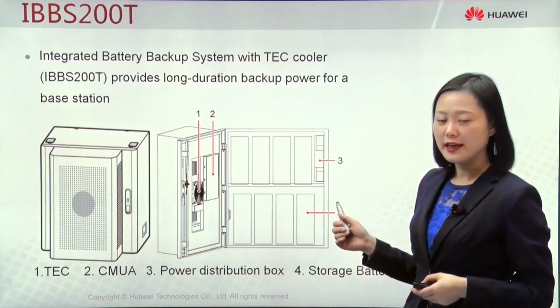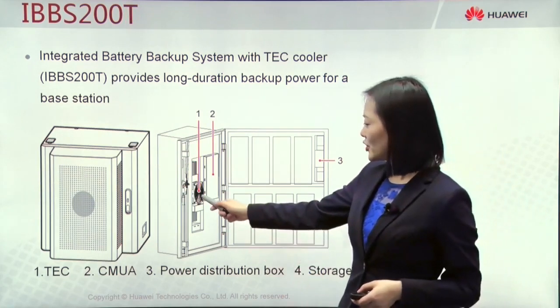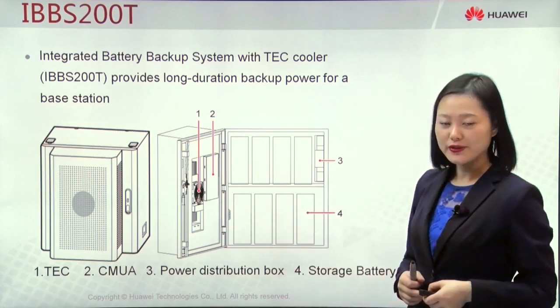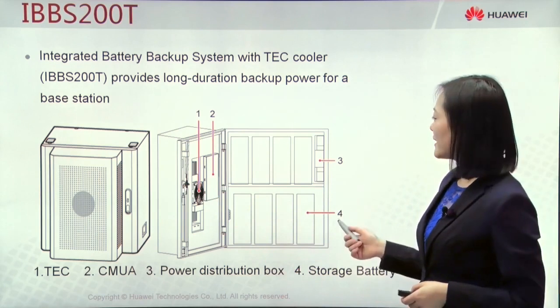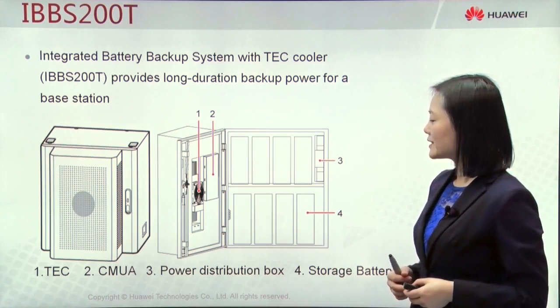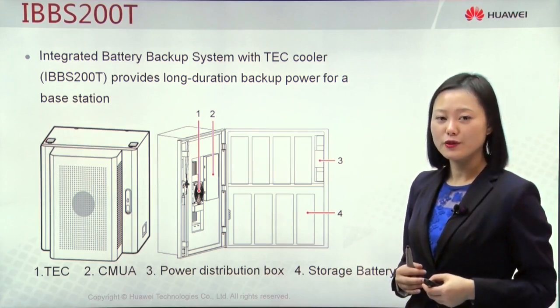IBBS 200T, different from 200D, is using TEC cooling. It's not a fan model. So this cabinet can provide better heat dissipation. We normally suggest it for hot regions.